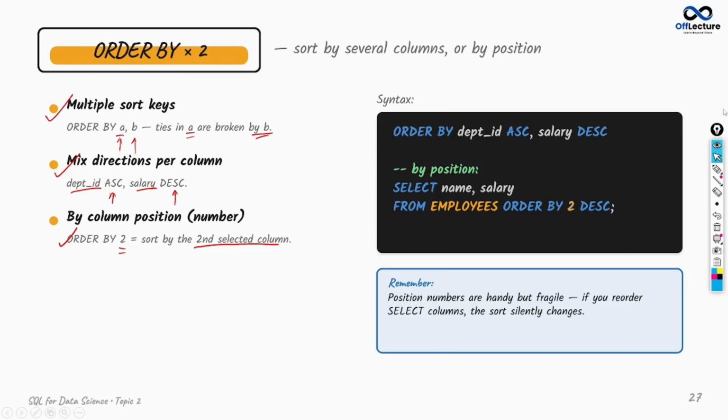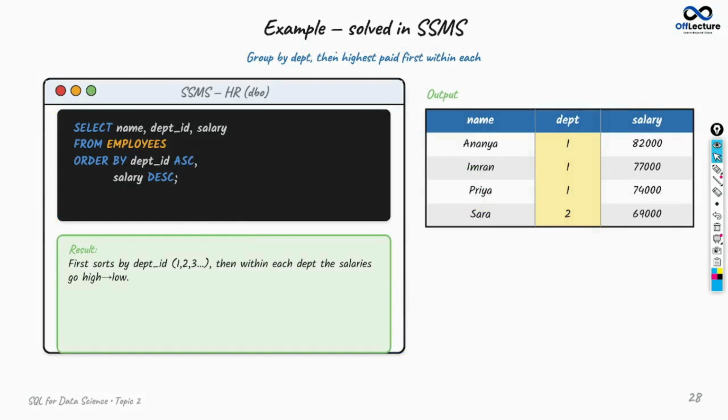The syntax will be very simple. Let's suppose you are sorting your data by two columns. So first you will write the name of the first column and what type of sorting you want, whether it is ascending or descending, and then the second column name, and then again ascending or descending. And if you want to do it by position, you write select name comma salary, then order by 2 descending. What it means is that it will order your data based on the salary column. Okay. Let's understand by an example.